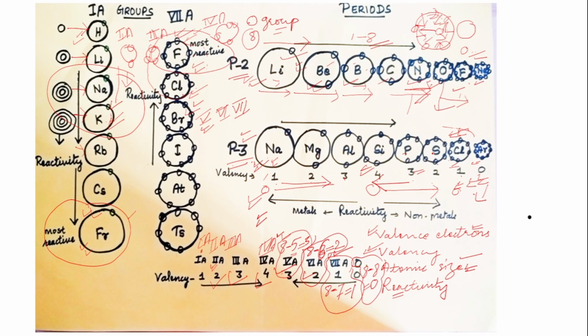Give reason why sodium is more reactive than magnesium. It is because sodium has a bigger atomic size. So these are the questions. With this, we finish the discussion on this topic, and in the next part we are going to see the subshells.